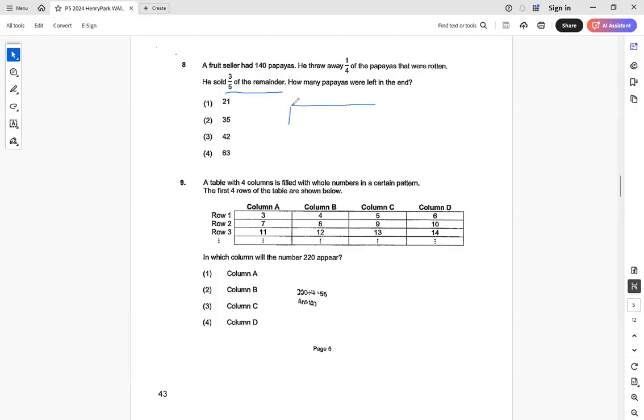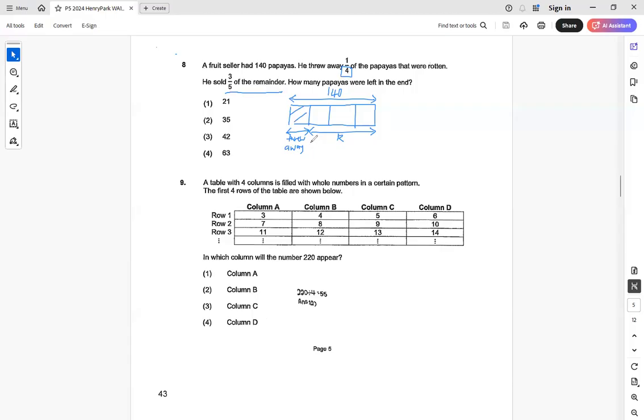First thing first, I'm going to draw my total. You look at the original denominator, it's 4. So I'm going to cut my original model into 4. The total, they told me the fruit seller had 140 at first. So he threw away 1 out of the 4. This one we can put as thrown away. And then they tell me he sold 3/5 of the remainder. So from all these remaining ones, these 3 units are my remainder. I label it as R.